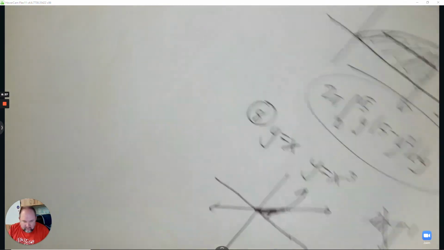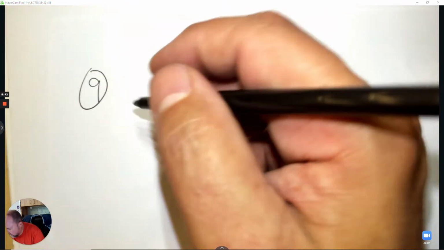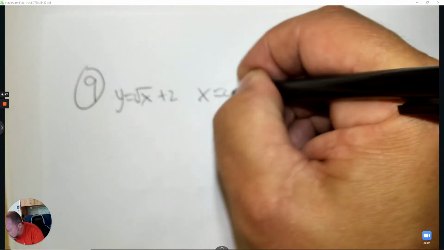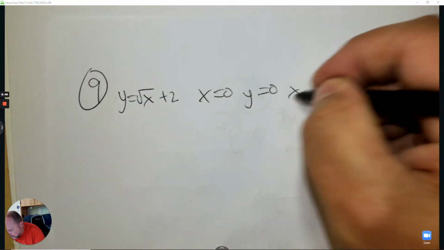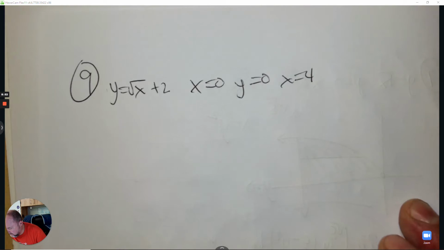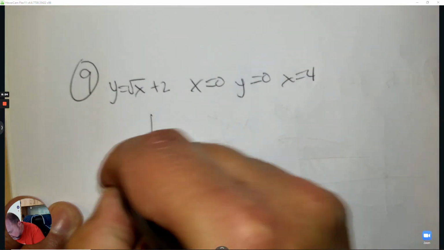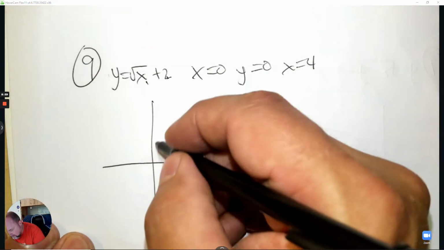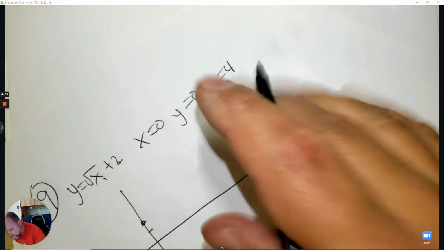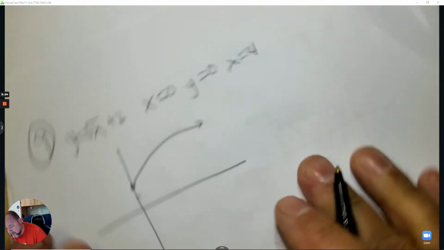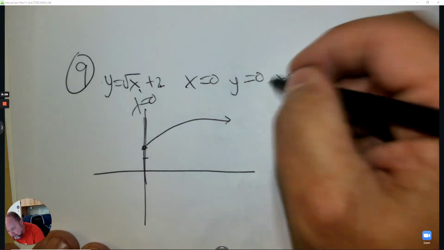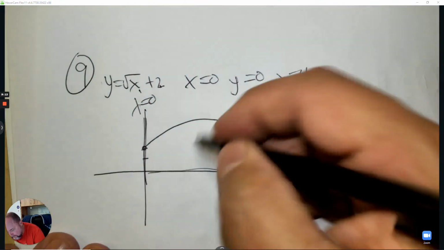Number 9. Y equals the square root of x plus 2. X equals 0 and y equals 0. X equals 4 around the y-axis. Graph this. So the square root of x plus 2 means it goes up to right here. X equals 0. Y equals 0. And x equals 4.